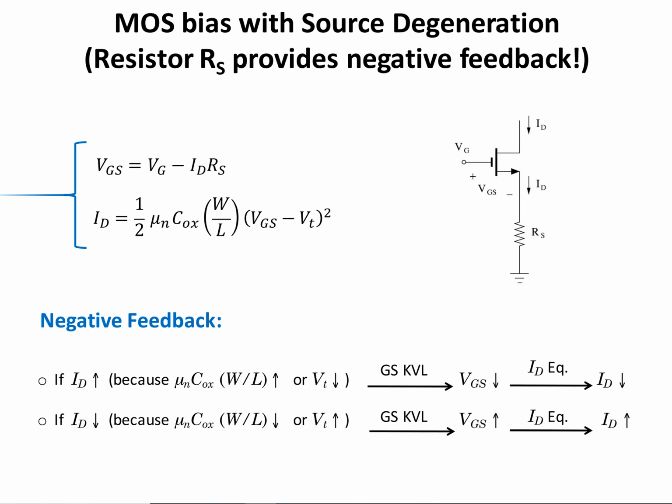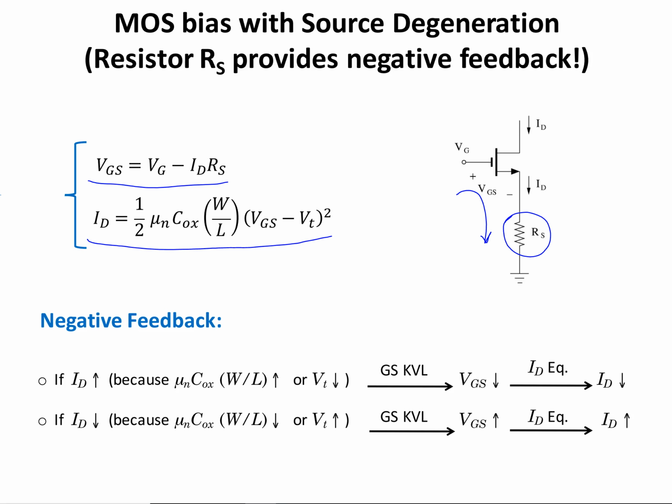Biasing with source degeneration is the solution for the previous problem, and that is when you add a source resistor to the source of your MOSFET transistor. In that case, the gate to source KVL is going to be VGS equal to the gate voltage minus ID multiplied by RS, and again you have the ID equation for the transistor operating in the saturation region.